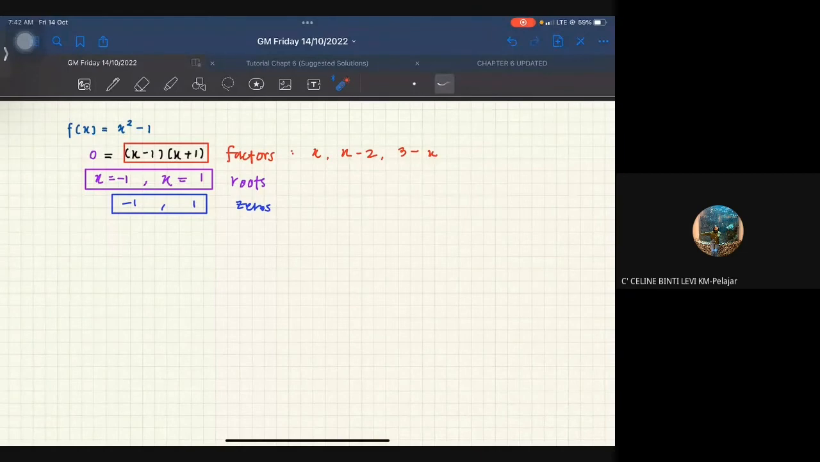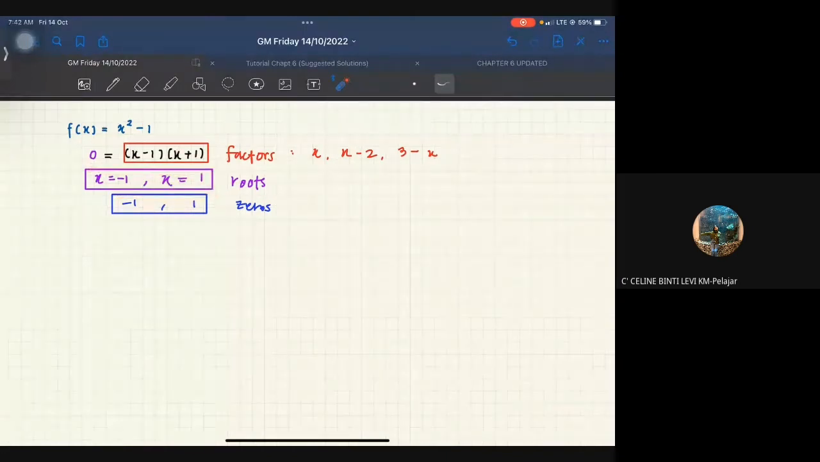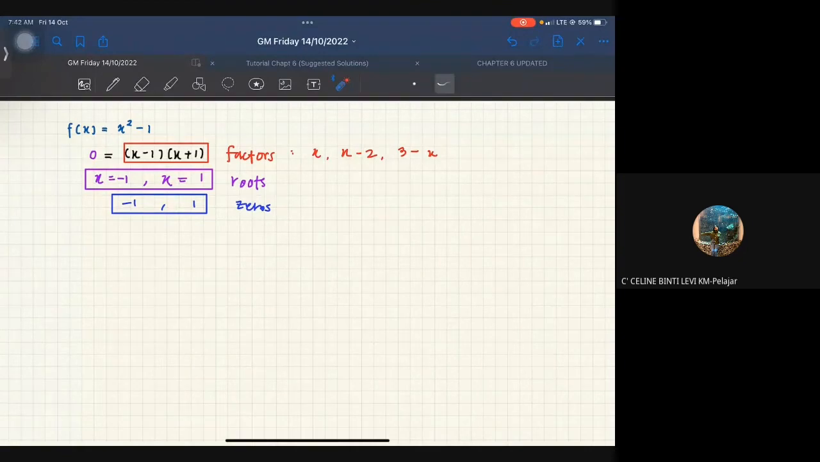So kalau lah contoh soalan minta dekat awak, find the roots of the polynomial. So, mesti kena tulis macam ni. Mesti ada x equals to something. Okay, kalau soalan minta kita cari, find the zeros of the polynomial. So, dia mestilah dalam bentuk nombor semata-mata tanpa ada x equals to.